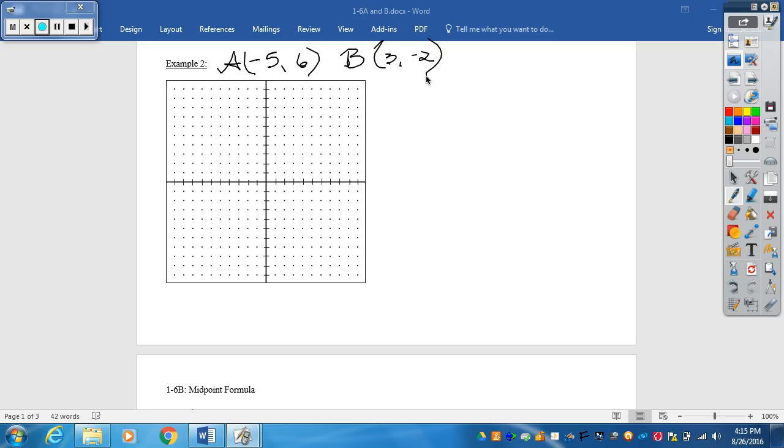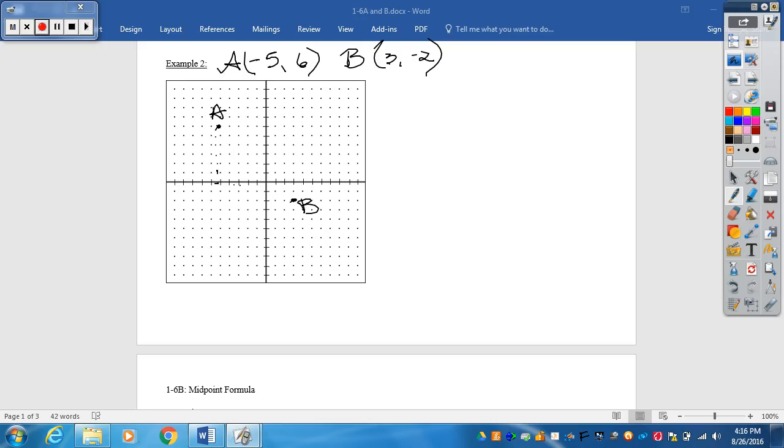All right, well, hopefully you were successful. You gave it a good shot. I'm actually going to go ahead and start laying this stuff out. Negative 5, so 1, 2, 3, 4, 5, positive 6, 1, 2, 3, 4, 5, 6. Okay, so A is right there. B is going to be at 3, negative 2, so 1, 2, 3, 1, 2. B is right there. Okay, and we want to figure out the distance between those.